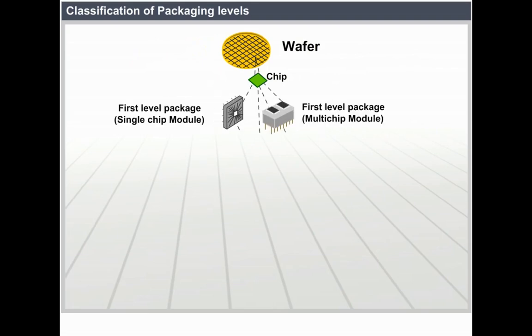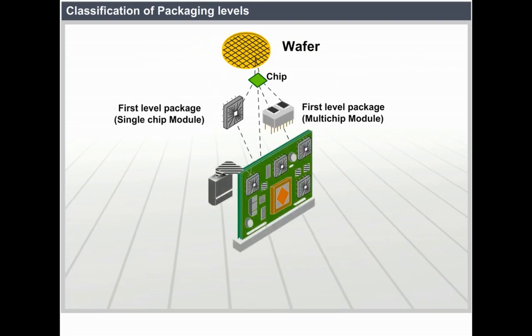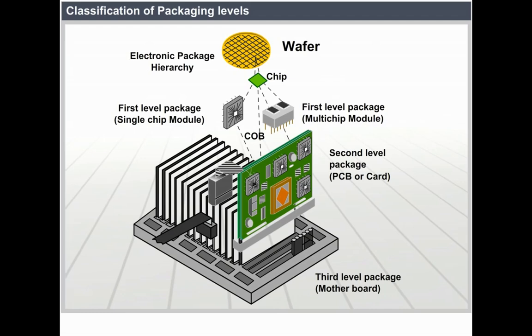Classification of packages as shown in the figure. Wafer, electronic package hierarchy, chip, first level package, single chip module, first level package, multi-chip module, COB, second level package, PCB or card, third level package, motherboard.